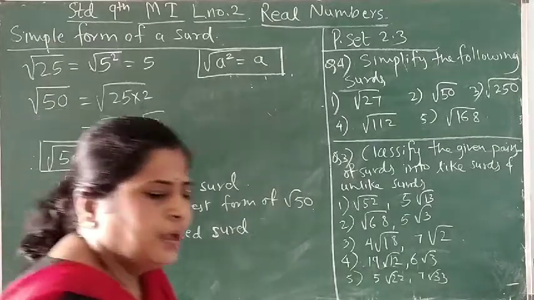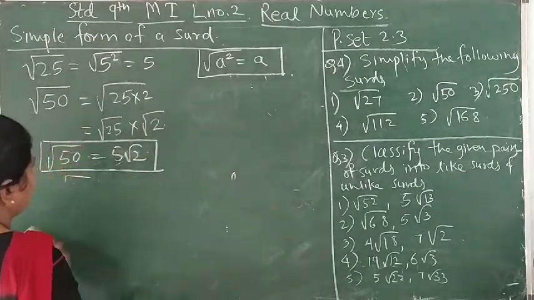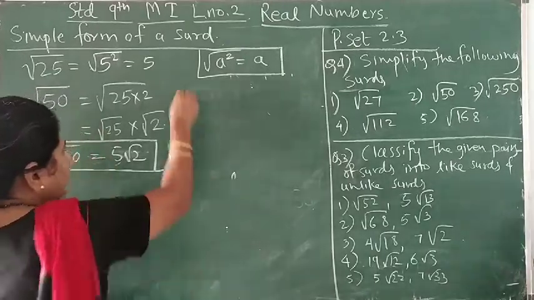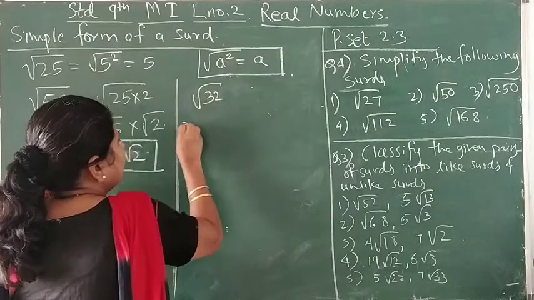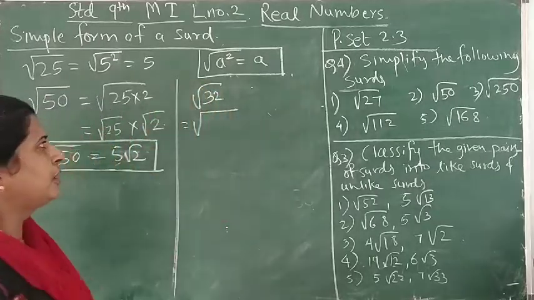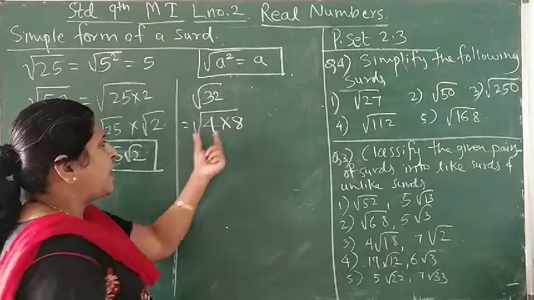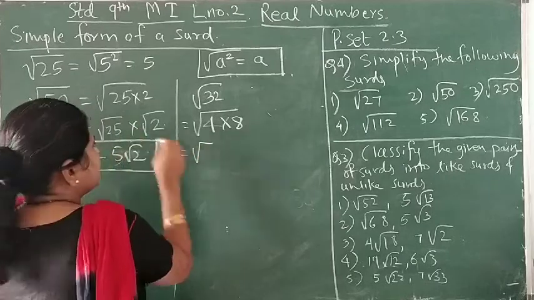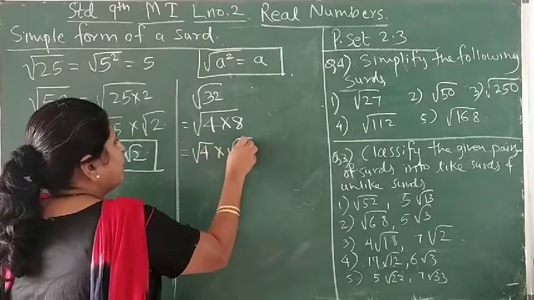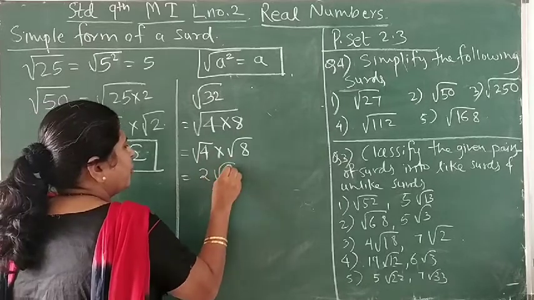Okay, let's illustrate this with one more example. Suppose we take square root of 32. What are the factors of 32? 4 8s are 32. Suppose I have written these factors 4 and 8. Now, as per this, we can say square root of 4 into square root of 8. Square root of 4 is 2, and this is square root of 8.